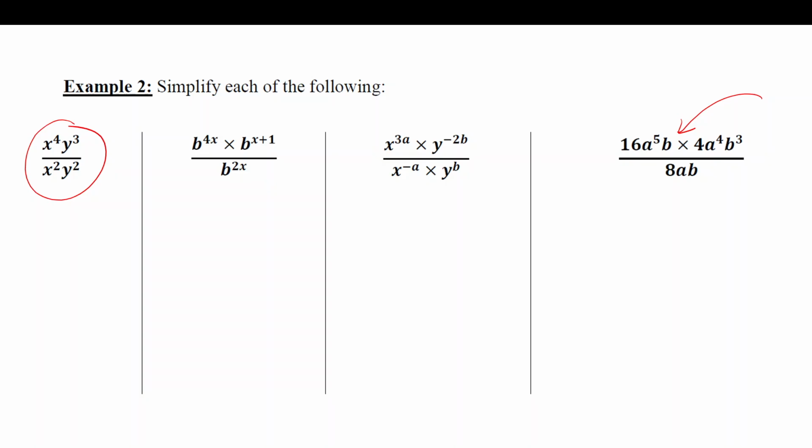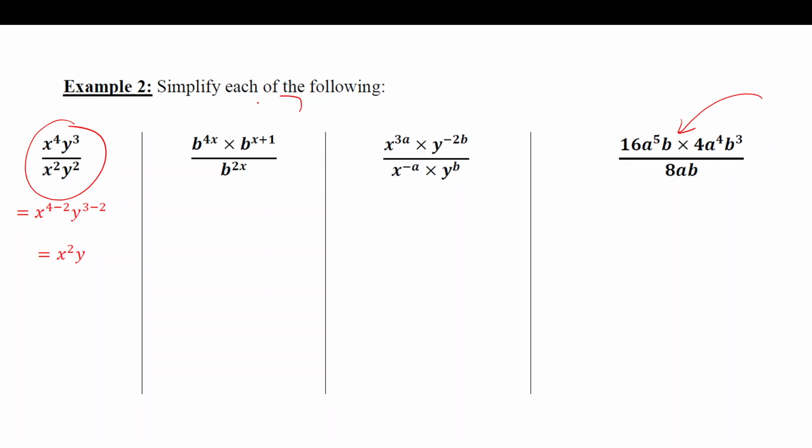Let's start off with the first one. So x to the 4, y to the 3, all divided by x squared and y squared. Let's just group our x's. So x, 4 take away 2, and y, 3 take away 2. As you'll notice, this is index law 2. Whenever you divide two terms with the same base, you subtract their powers. This will give us x squared and y to the 1, which we can just write as y.